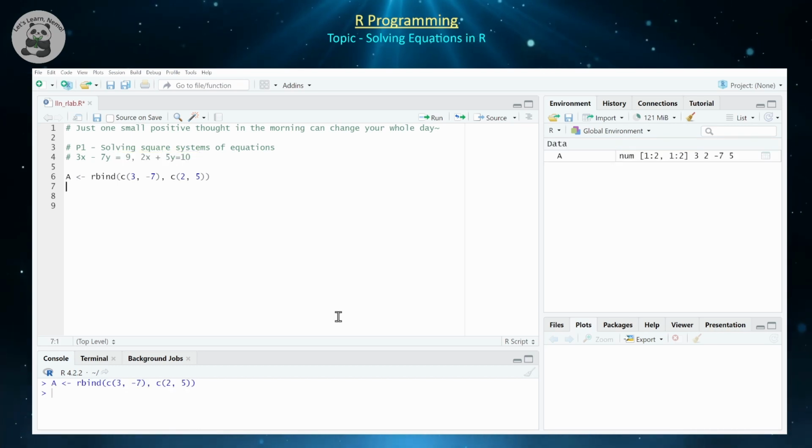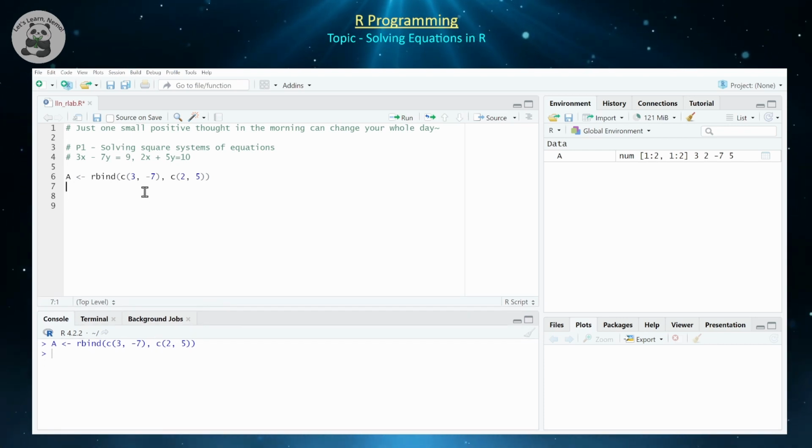Okay, so once we do that, we can see it over here in our R environment, but if that doesn't help you visualize what we're looking at, if you just type A and then run that, it should give you the coefficients 3, minus 7, 2, and 5. So we have our column 3 and 2 for our x's and minus 7 and 5 for our y's. So our coefficient matrix A is correct.